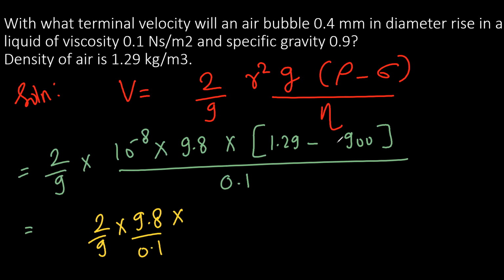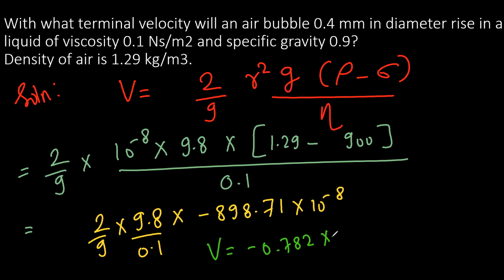If you subtract this one, इसका आंसर रहेगा minus 898.71 into 10 raised to minus 8. Then you need to use a log table. Okay. इसके बाद you need to use a log table. The final answer of the velocity is minus 0.7 into 10 raised to minus 3 per second. Okay, this is the answer. This is what you do.